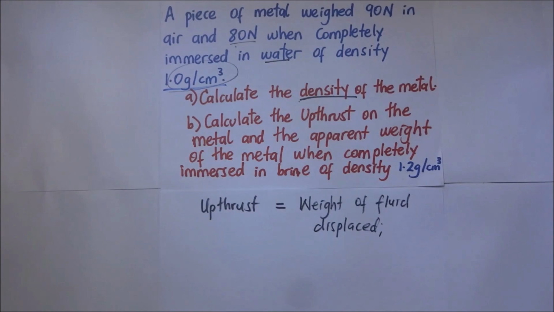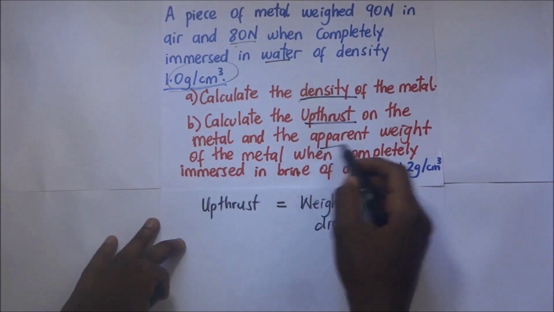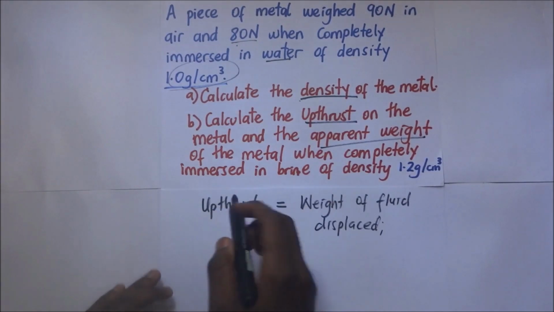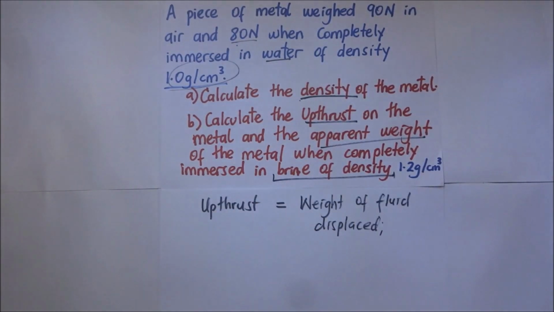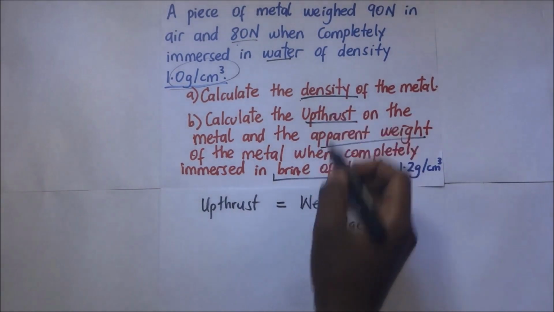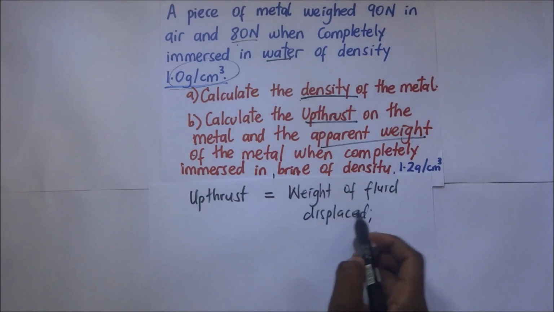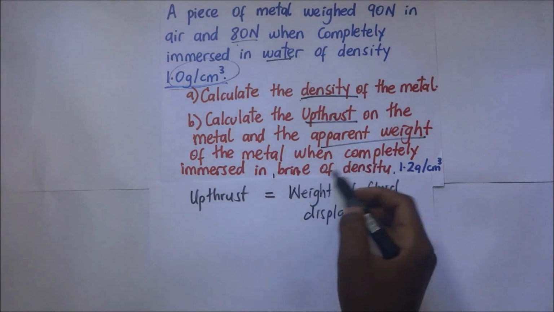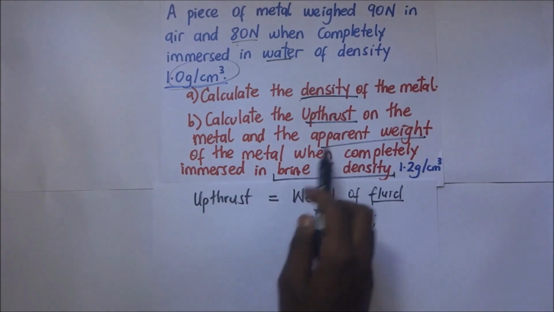Now, they are telling us to calculate the upthrust on the metal and the apparent weight of the metal when completely immersed in brine. So we are dealing with brine here. It means that, first of all, we need to find the upthrust, and the upthrust we're dealing with is when it is in this fluid called brine, as far as the question is concerned. So first of all, the upthrust.